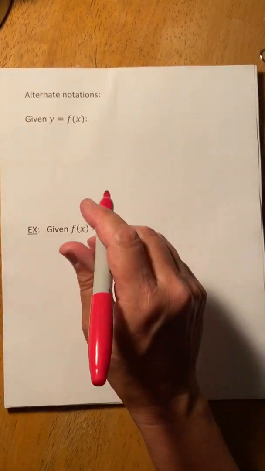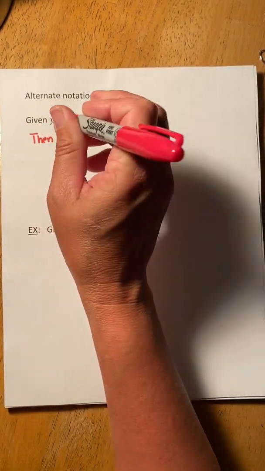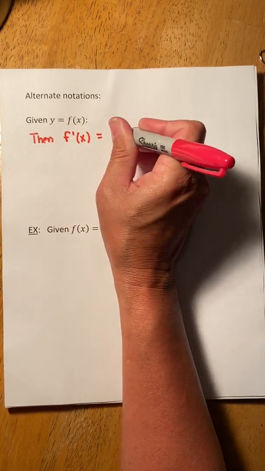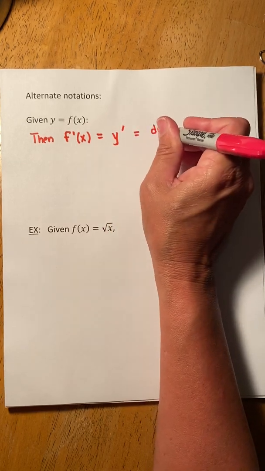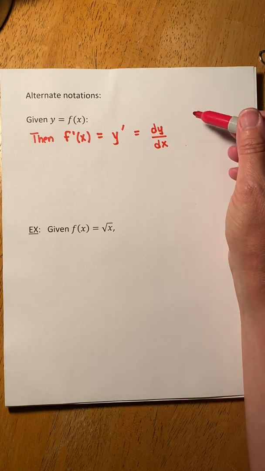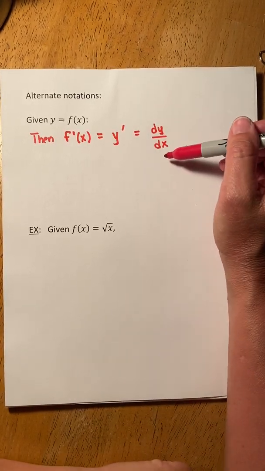So given the function y equals f of x, then we can call the derivative f prime of x. We can also call it y prime. We can also call it dy dx. So this is called Leibniz notation. These are called differentials. And what we can think about is the change in y over the change in x.